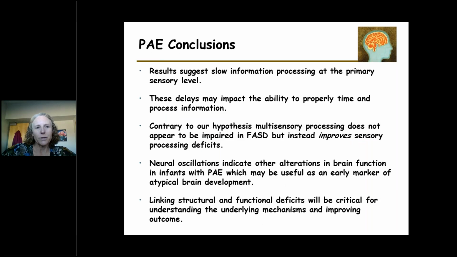So our overall results from the PAE studies are really suggesting that there's slow information processing across many different sensory areas. And contrary to our hypothesis, multisensory processing does not seem to be impaired in individuals with FASD, but instead improves sensory processing deficits that were there. And then we also have consistent results indicating that neural oscillations that are different by group are also related to behavior.